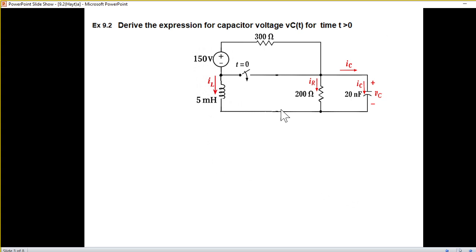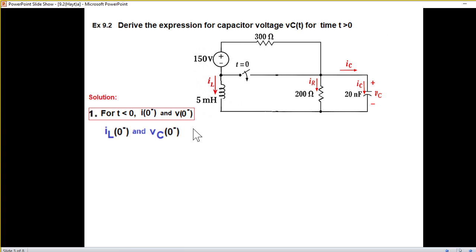This is the question, and we have to find the capacitor voltage VC(t), for time t greater than 0. Now, if you recall, the first thing we will do is to find the before t=0 value of the inductor current and the capacitor voltage. It is called I0 and V0 minus.